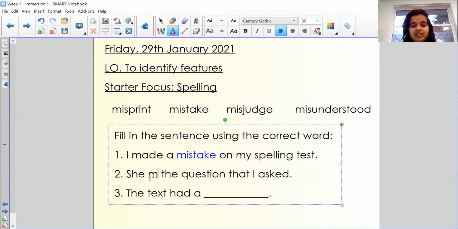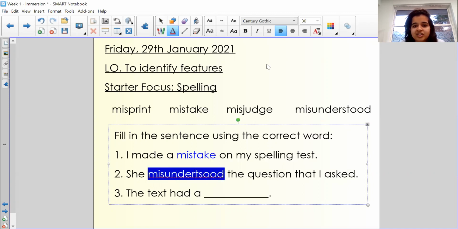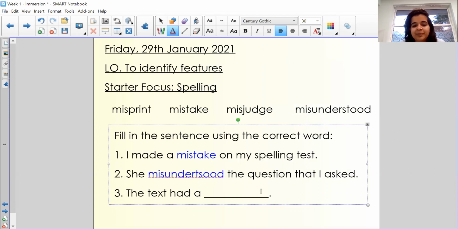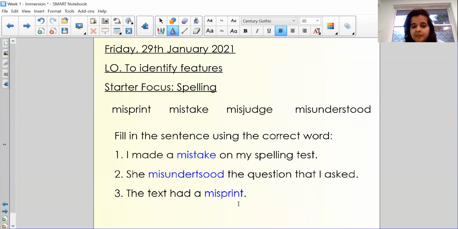Question number 2, she misunderstood the question that I asked. That means she did not understand it correctly. She misunderstood the question that I asked. And finally, the text had a misprint. So if there was a mistake in the typing, as I sometimes do when you see me typing on the screen, it would be a misprint.